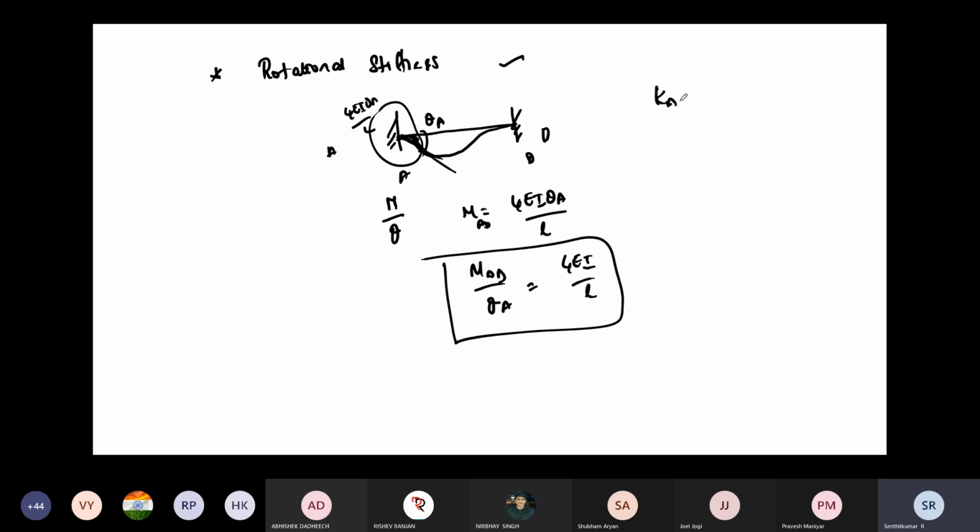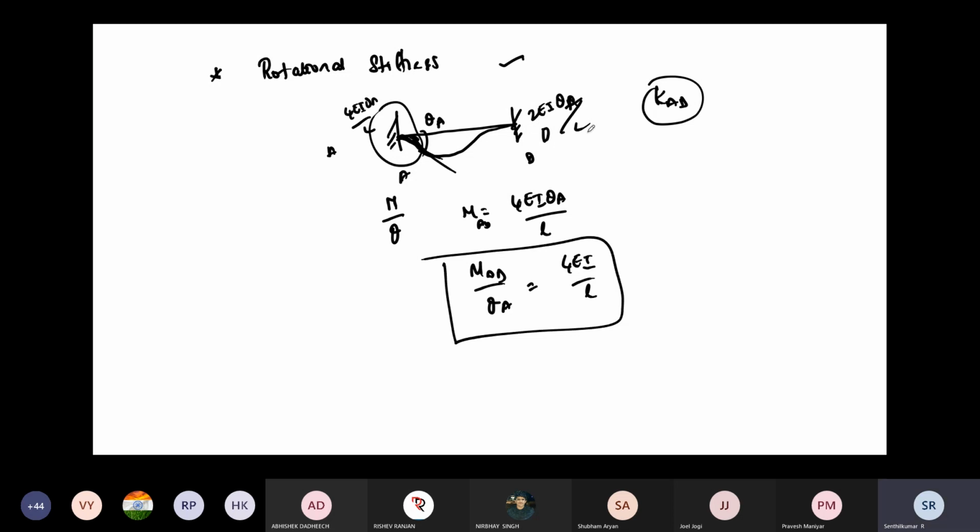So you will get 4EI theta by L only because we have considered the far end fixed. Here how much will it develop? 2EI theta A by L. Theta B or theta A? Theta A, sir. We are applying only one rotation, right? Because of the moment, you are developing another moment here.